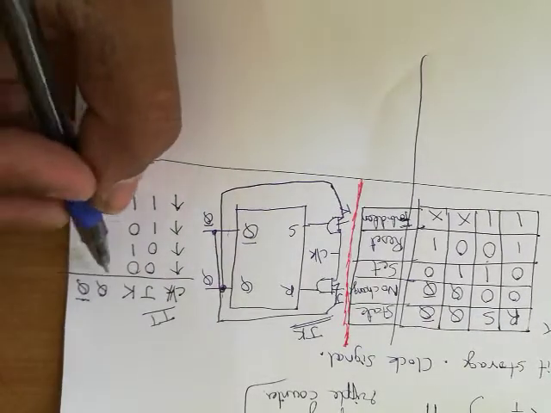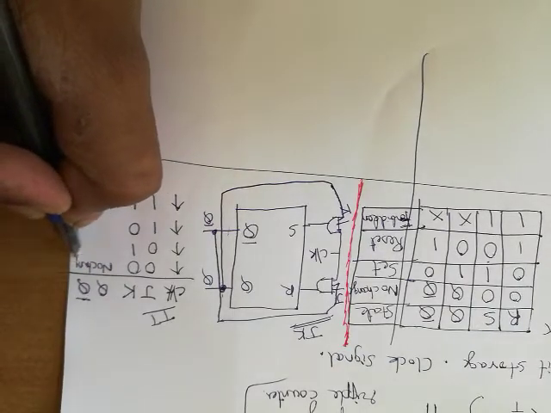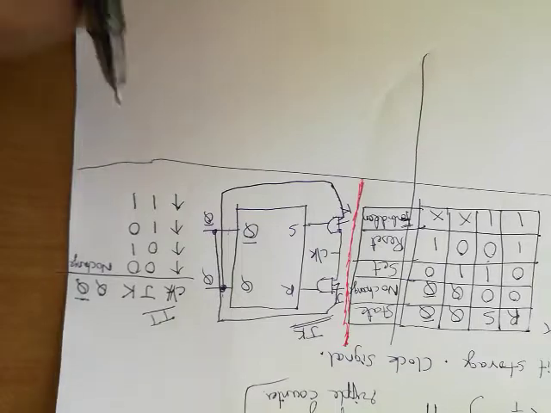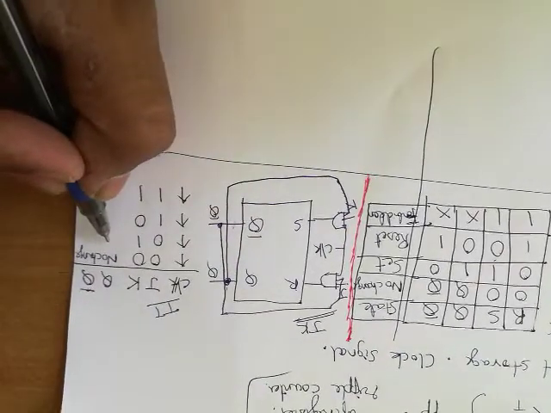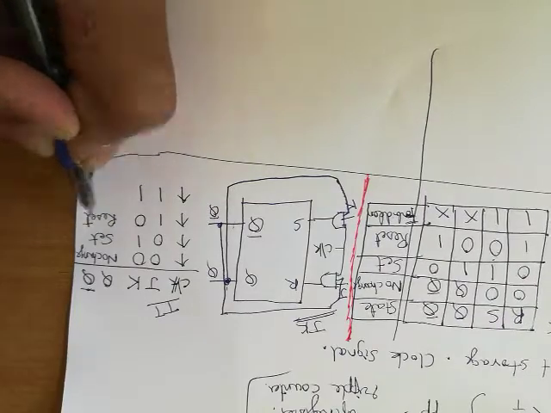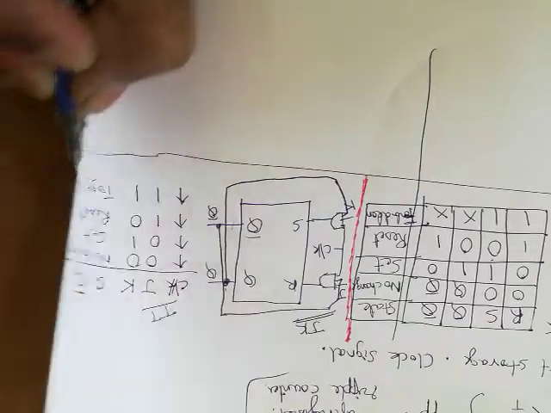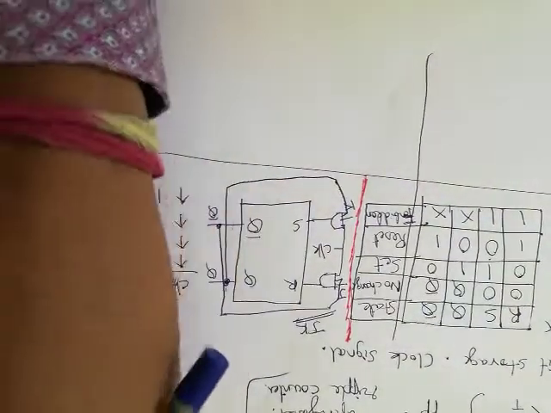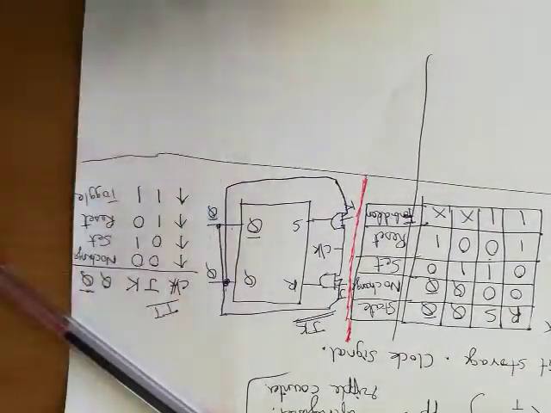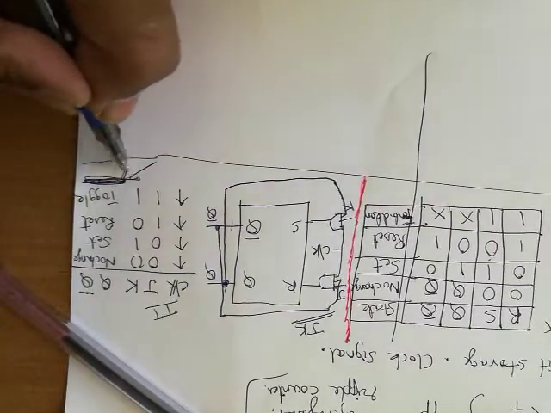So for 0 0, the same answer what we had for RS flip-flop, that will be happening. For 0 1, again same. For 1 0, again same. For 1 1, we have a new option in the state called toggle. So this is the speciality of JK flip-flop, toggle state.